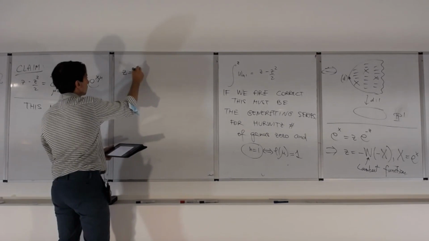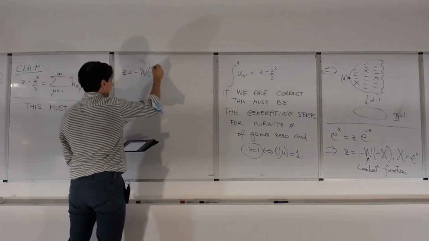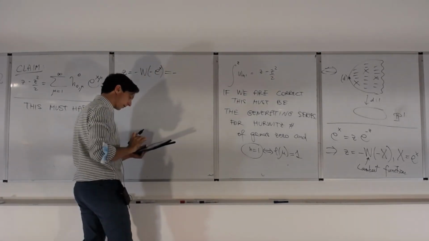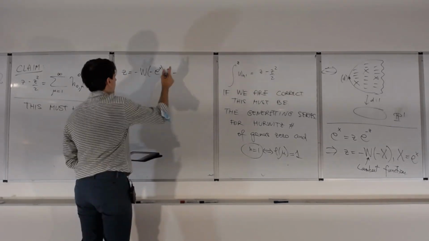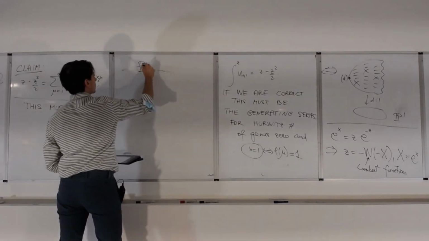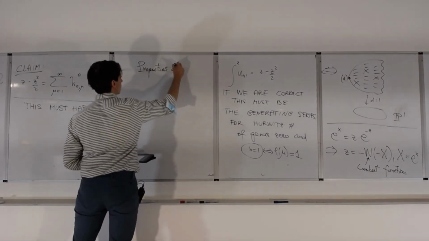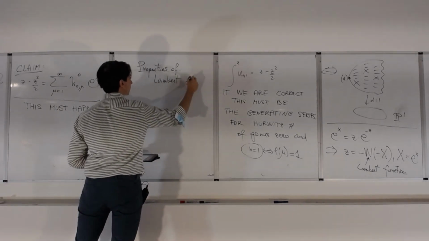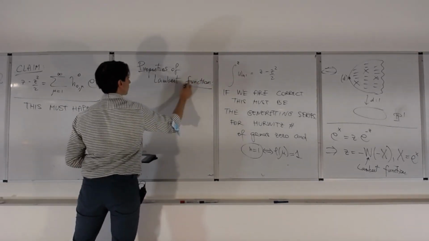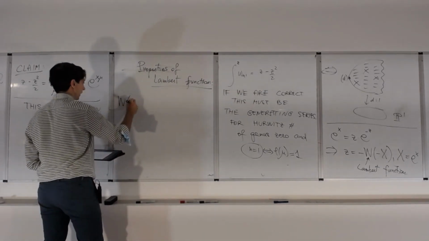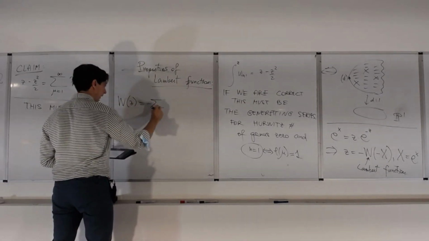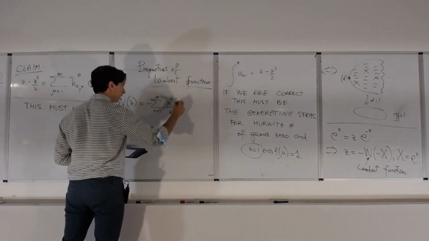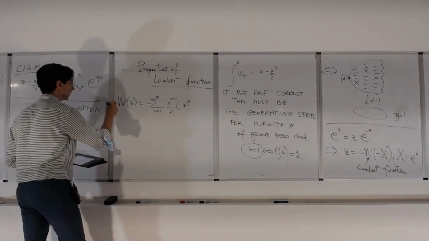So z is equal to minus Lambert function of minus exponent of x. Let me get the equation for the Lambert function. So, properties of the Lambert function. W of z is equal to minus the sum n from 1 to infinity of n to the power n minus 1 divided by n factorial, minus z to the power n. This is the first property.